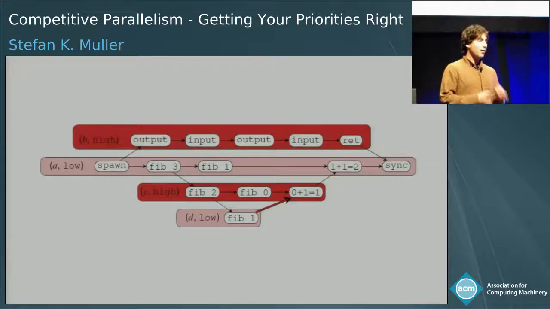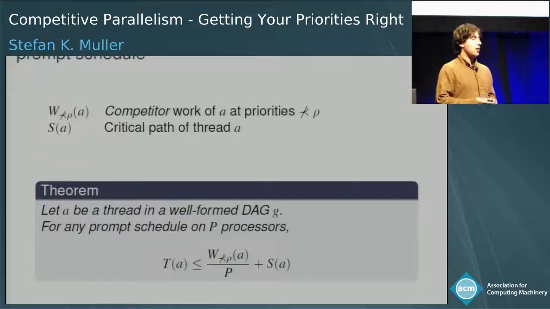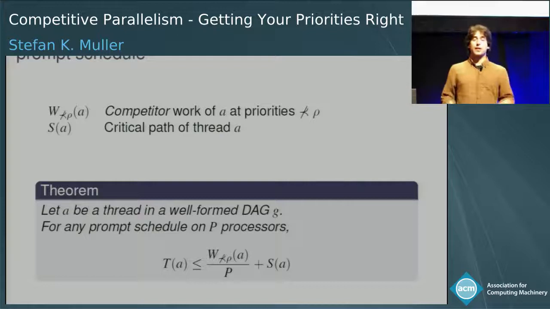So we'll call a DAG well-formed if it doesn't have a priority inversion like this, and our scheduling theorems are quantified over well-formed graphs. But if you have a well-formed graph and P processors, we have a bound very much like the Brent bound from Brent's theorem that says that in the best case, you're making P units of progress against the competitor work, and in the worst case, you're at least making progress along the critical path. So we're able to bound the response time of a thread.